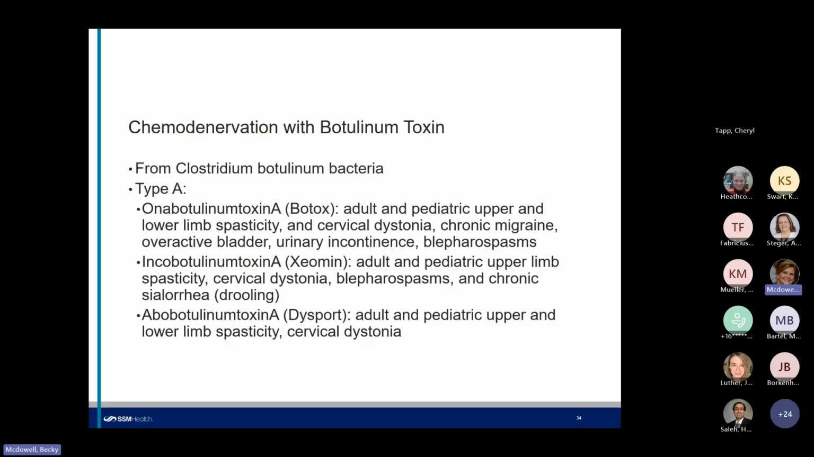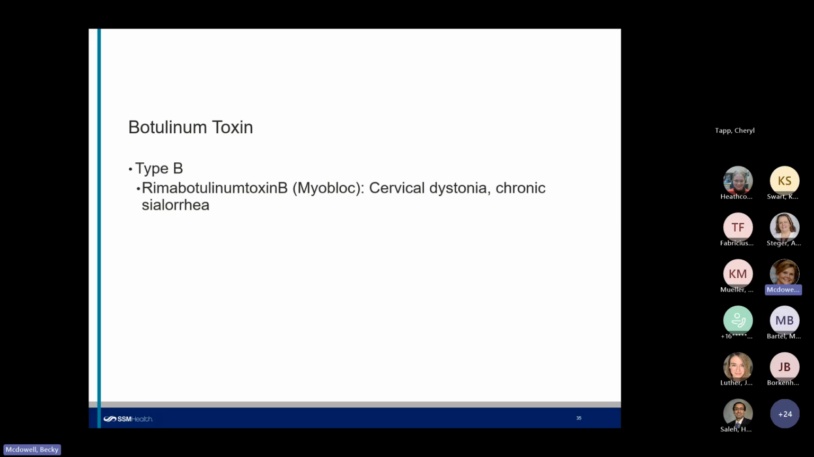All of these have been approved by the FDA for adult and pediatric upper and lower extremity spasticity, and they are also used for other things such as cervical dystonia, urinary retention, blepharospasm, and sialorrhea, which is drooling. The only type B botulinum toxin in the US is rimabotulinumtoxin B, known as Myobloc, and this is mostly used for cervical dystonia and chronic sialorrhea.